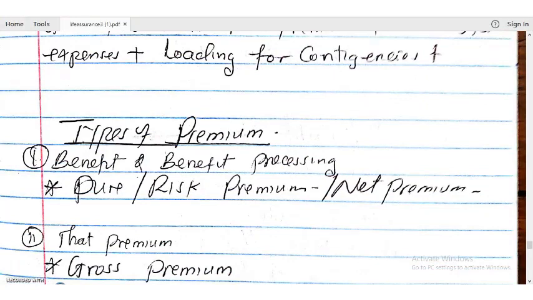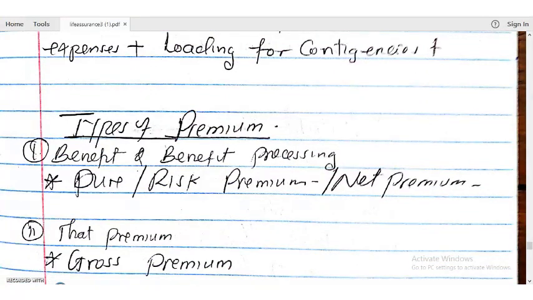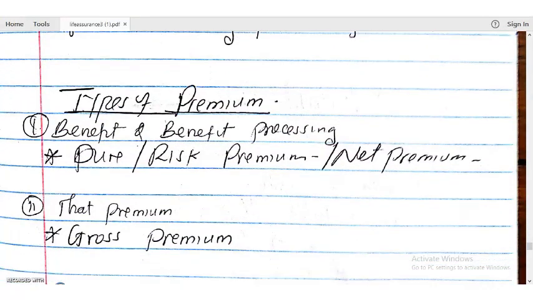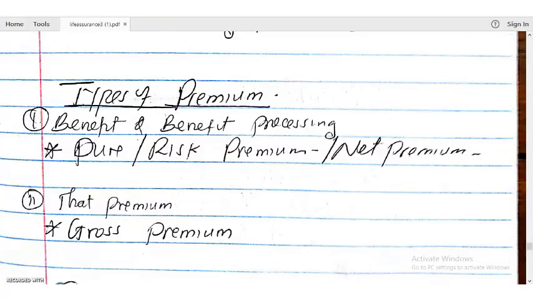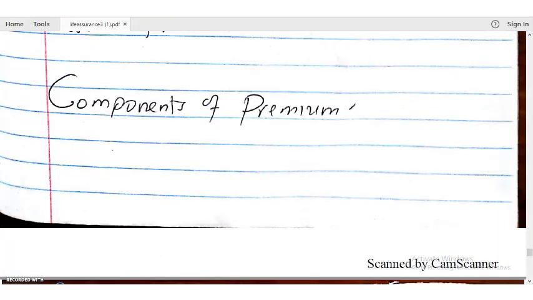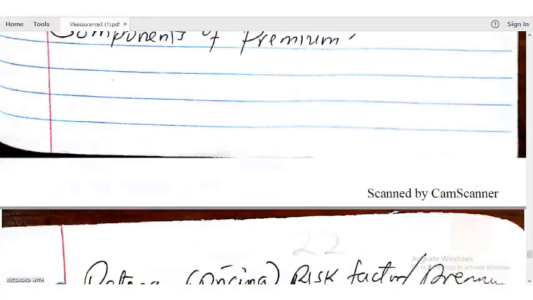Nyingine ni types of premium. Kuna benefits, kuna pure premium, lakini pia kuna gross premium. Yaani kwa ile ni net premium na hii ni gross premium. Nafikiri unaposema gross premium maana yake sio premium halisi. Ni premium ambayo bado haijafikia kwenye uhalisia wake. Lakini pia kuna pure premium au net premium ambayo sasa ndio premium kamili. So you should also know the components of the premium.